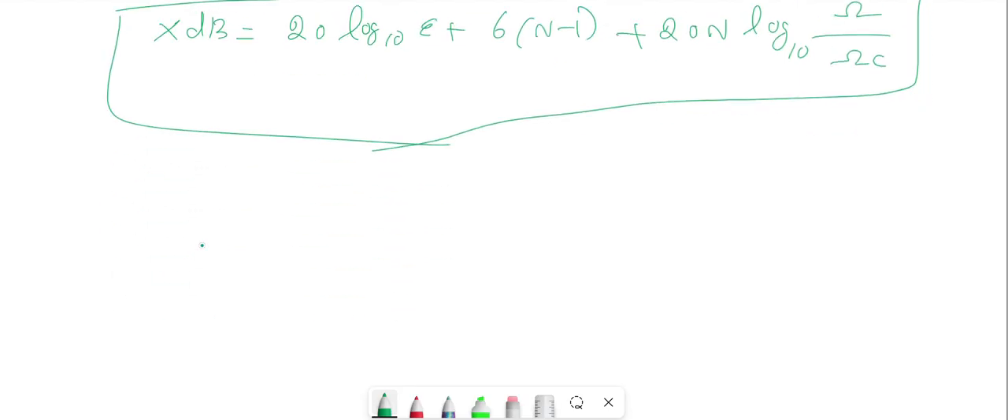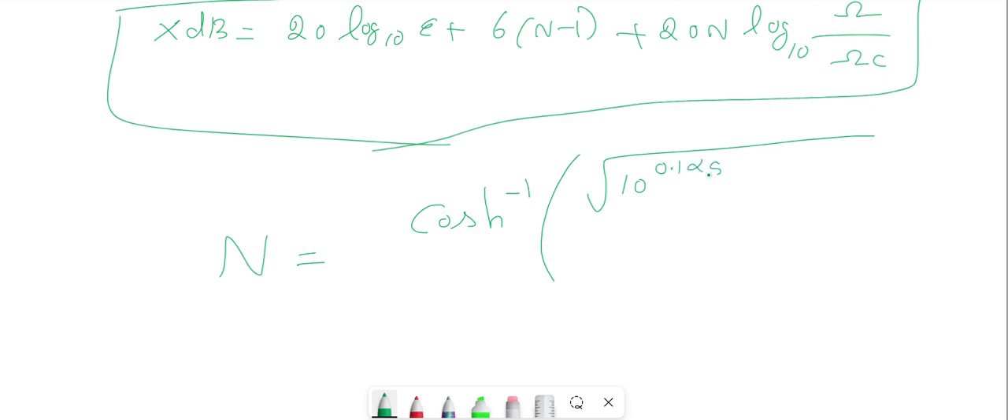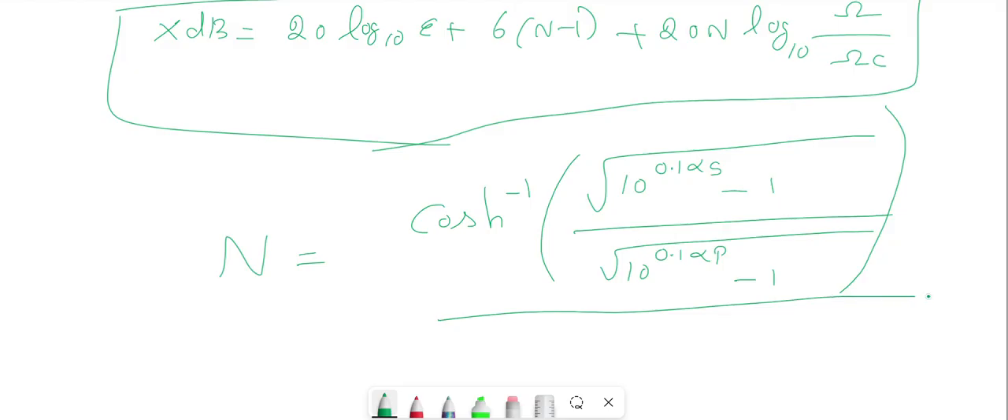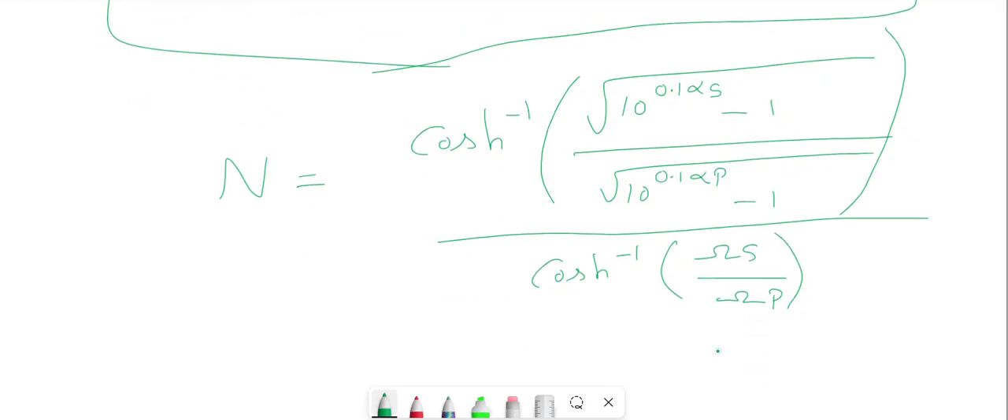And one more equation to find the order of the filter for the Chebyshev filter, in terms of the hyperbolic function cosh inverse, open the bracket, square root of 10 to the power 0.1 alpha s minus 1 divided by the square root of 10 to the power 0.1 alpha p minus 1, where these are the stop band attenuation and pass band attenuation, divided by cosh inverse of omega s by omega p. So you can use this formula also.